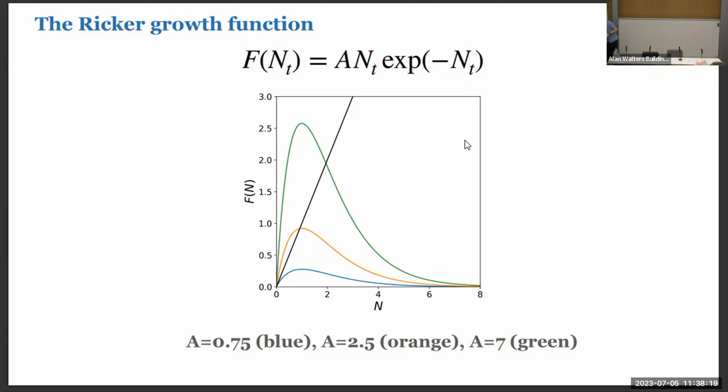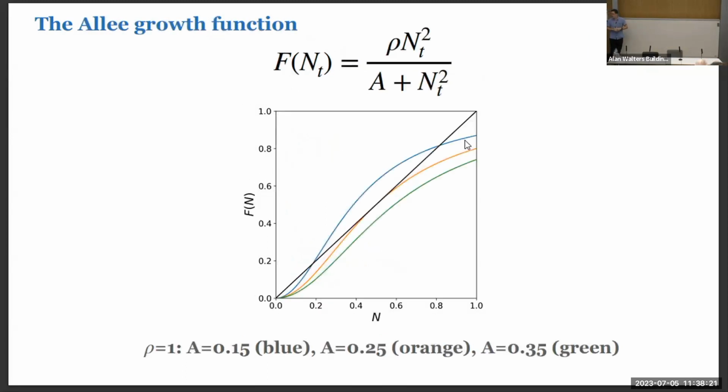And then we'll also look a bit later at the Allee growth function, and here small population densities have negative growth. This could be due to competition, say, in the landscape. If there's not sufficient density of the species, we have some negative growth.